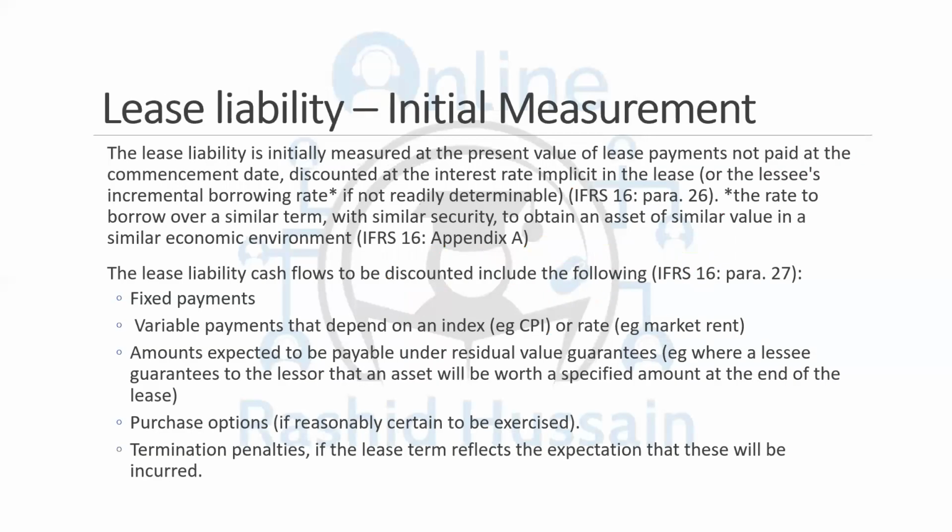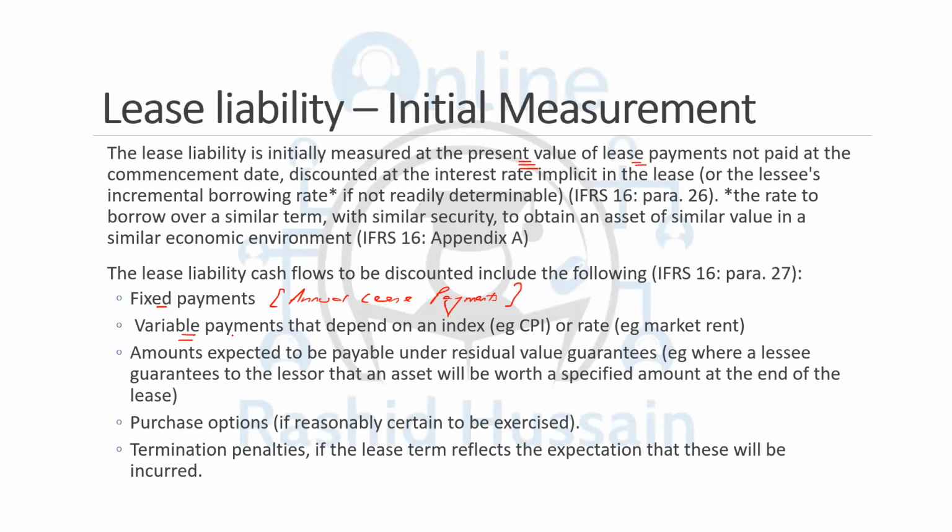Now, how are we going to measure the lease liability? For the initial measurement, the lease liability should be calculated as the present value of the lease payments, the present value of all the lease payments. It includes the fixed payments. Fixed payments means the annual lease payments.